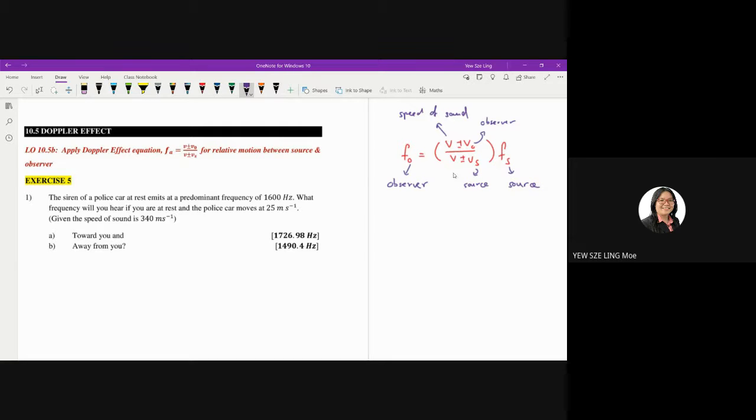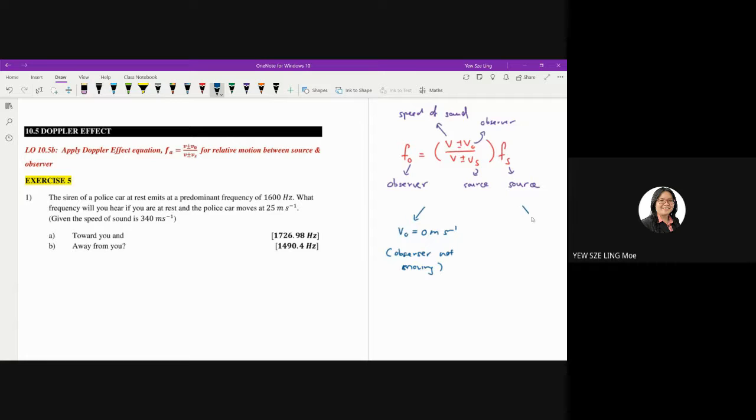So we have 3 different V. As long as you understand the difference between them, you should be able to solve the question. The remaining thing is how to determine the directions and the sign convention. Usually in your syllabus, you're given 2 cases. One is when the observer is not moving, so VO equals 0 meters per second. We say stationary observer.